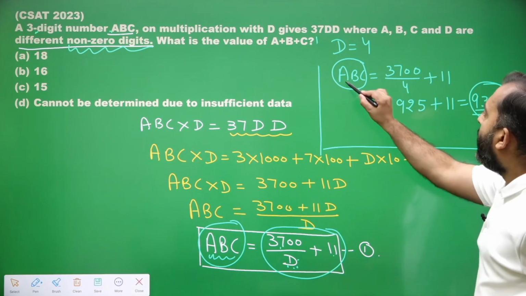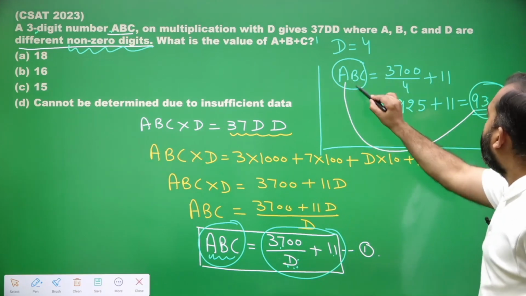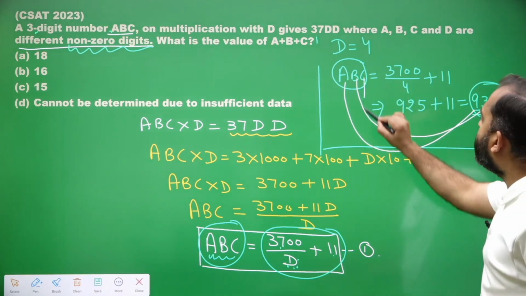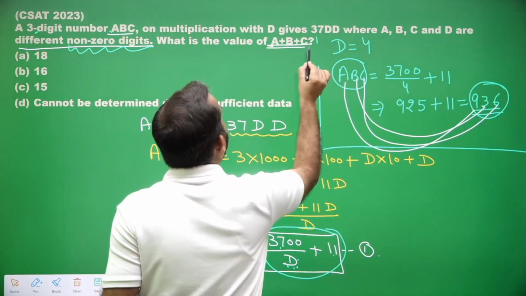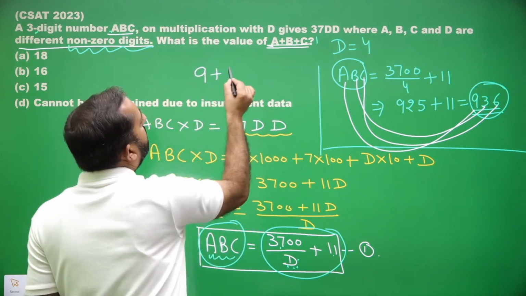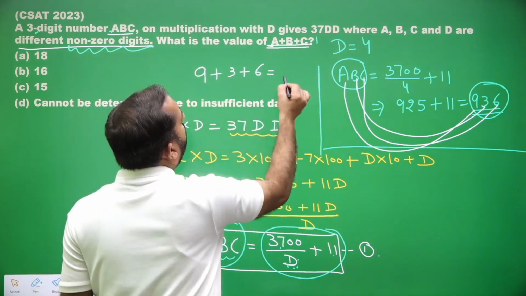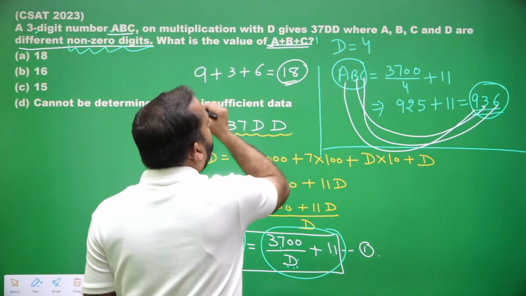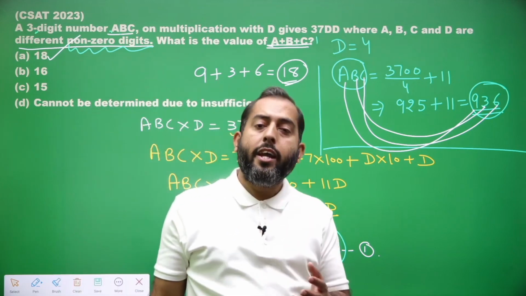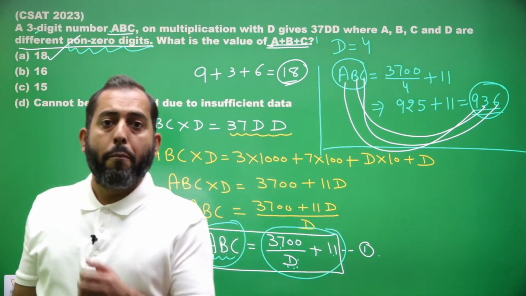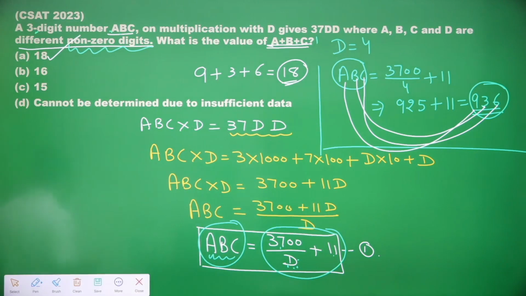Which means A is equal to 9, B is equal to 3 and C is equal to 6. I want the sum of A plus B plus C, which means 9 plus 3 plus 6, and this answer 18 is present in the options also, hence option A is the right choice. Please make a note of it.